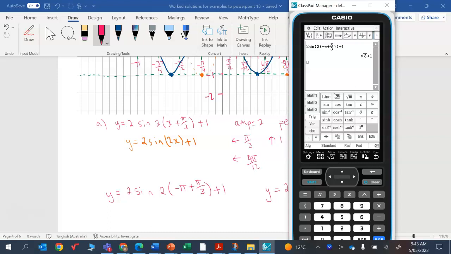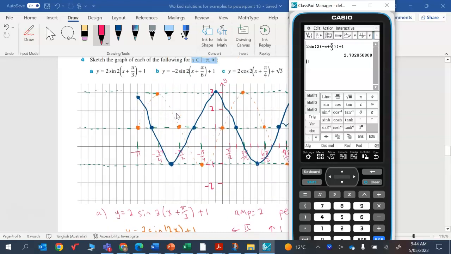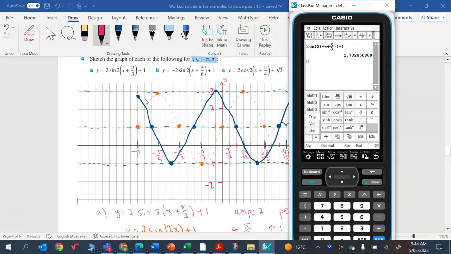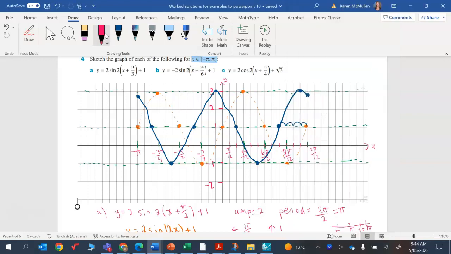All right, so root 3 plus 1. So if we're having it in exact form, there it is, root 3 plus 1, or you can press decimal if you want to change it to a decimal. There it is, 2.73, which we can kind of see is what it should be because it's just before 3. So I'm going to leave it in exact form because I think you should always have it in exact form unless specified otherwise. So this point here is negative pi, root 3 plus 1. And over here it's the same. So pi, root 3 plus 1.